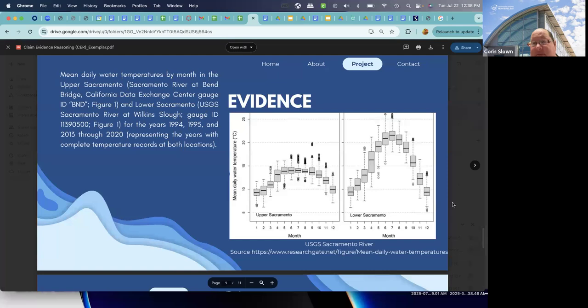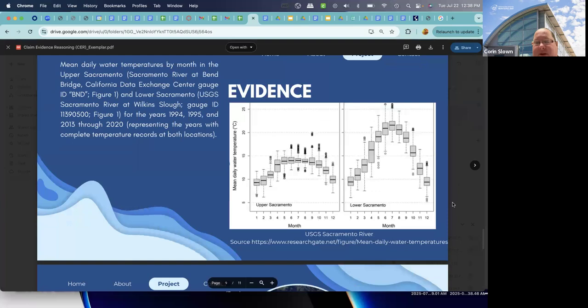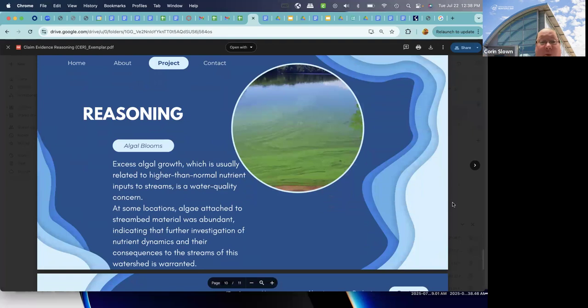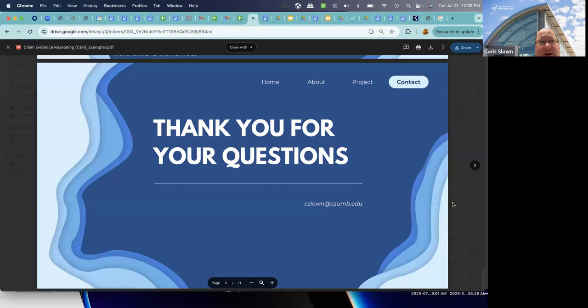And then I was thinking about water temperatures. We've just talked about that. Oh, sorry, I went too fast. So you can think about mean water temperatures. And then the last piece is your reasoning. So I'm worried about algal blooms in freshwater bodies as a result of nutrients or total dissolved solids that shouldn't be there. That's a great example of your reasoning, why you care about this evidence that's connected to your claim. Okay, I want to pause and see if there are any questions about the claim evidence reasoning part of your community water project.